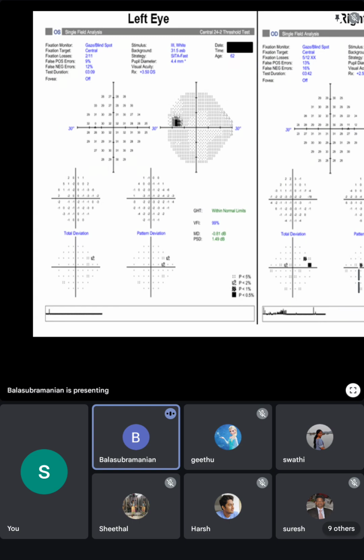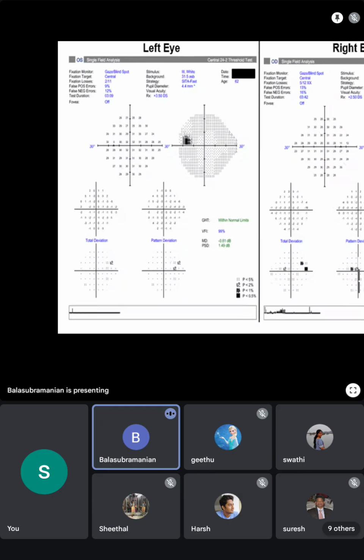Grayscale, what do you see? Grayscale, there is a scotoma, is it? What is that? The blind spot, ma'am. Yes, that is the physiological blind spot. It's a blind spot. Scotoma, it's a physiological blind spot, but usually it comes here.